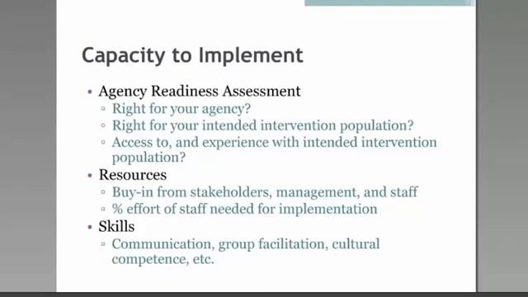Does this look like what we would need for our intended population? Do we have the resources that we need, the physical space resources, the staffing resources, the financial resources? It's kind of a step-by-step checklist to be able to go through and assess the readiness. Do you have it? Can you get it? Or do you not have it and you can't get it?